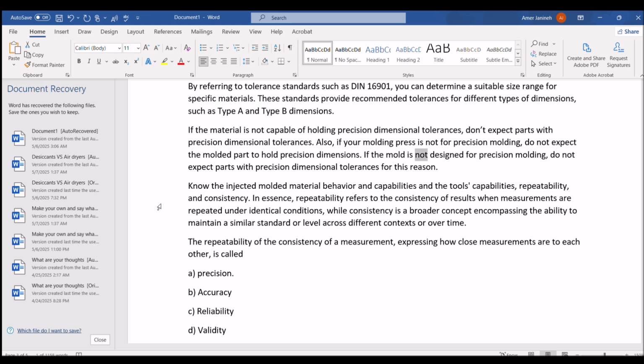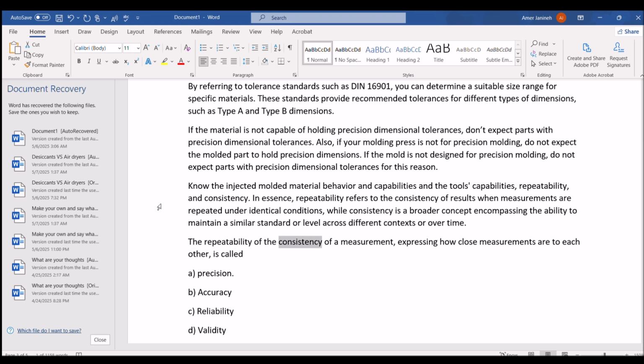If the mold is not designed for precision molding, do not expect parts with precision dimensional tolerances for this reason. Know the injected molded material behavior and capabilities and the tool's capabilities, repeatability, and consistency. In essence, repeatability refers to the consistency of results when measurements are repeated under identical conditions, while consistency is a broader concept encompassing the ability to maintain a similar standard or level across different contexts or over time.